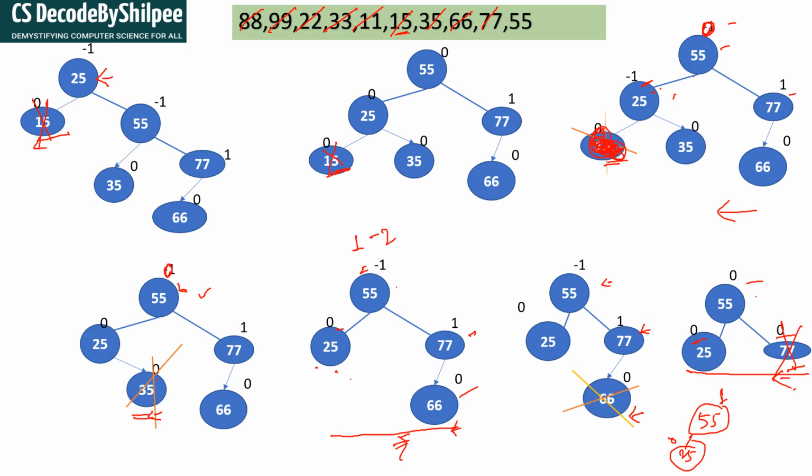Now you delete the 55. If you delete the 55, what will you do? When you delete the 55, 25 becomes the single node, right? 25 has no parent here, so you will not connect it with anything. So 25 becomes the single node and 55 is deleted, and this is balanced. So that's all about the AVL tree deletion operation.